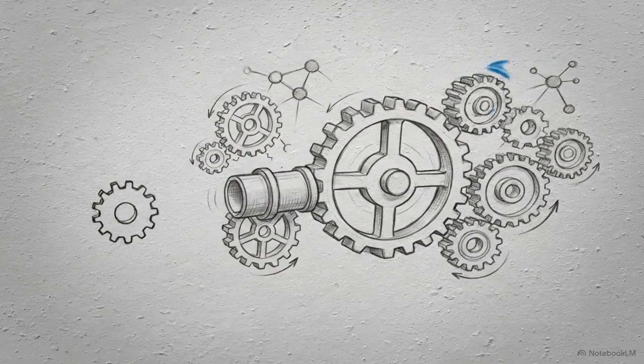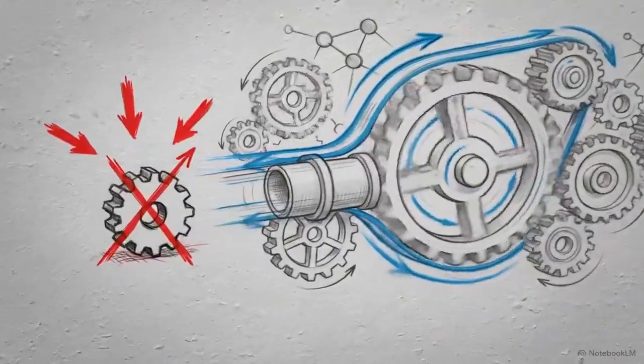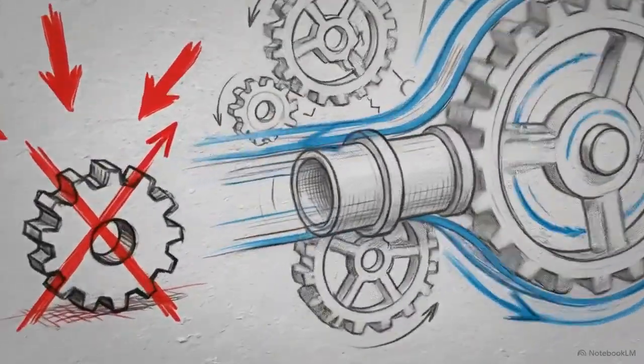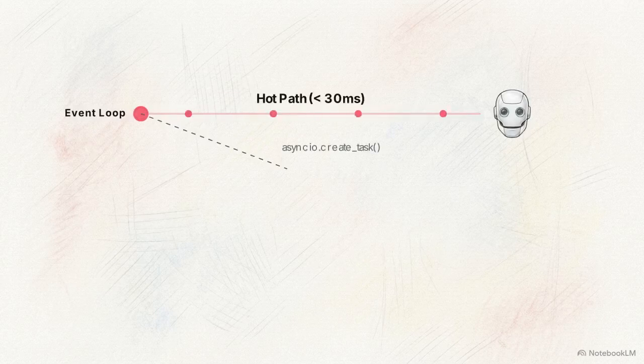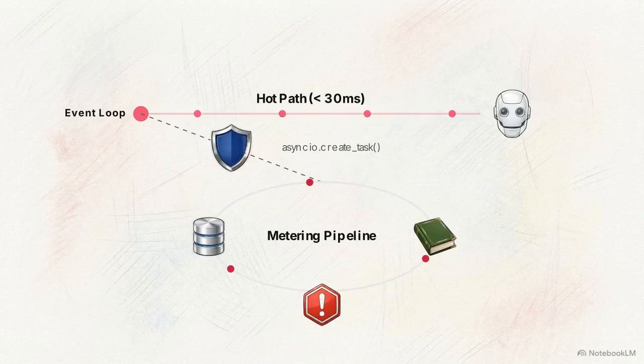This design relies on strict exception safety. If a payment API goes down or a ledger write times out, the failure is isolated. Because the entire metering pipeline operates asynchronously on the event loop, those back-end failures can never propagate up the stack to interrupt the AI agent's hot path.